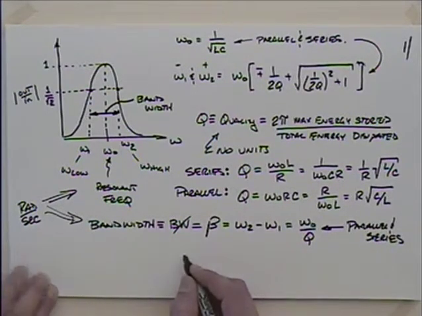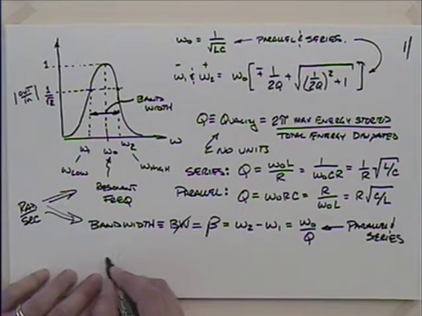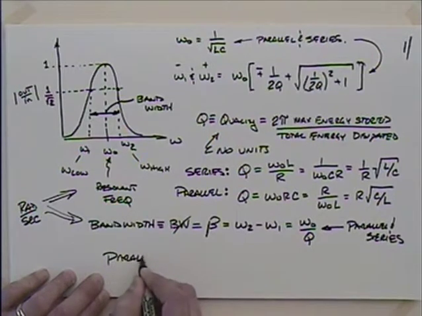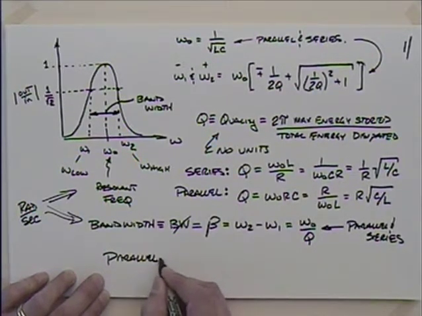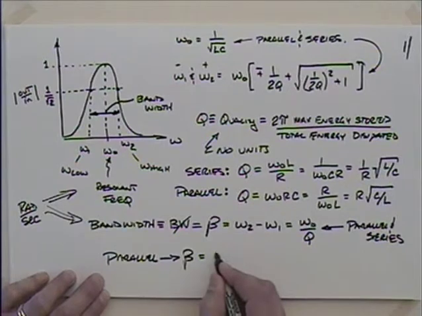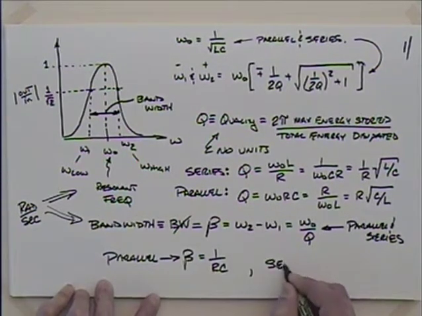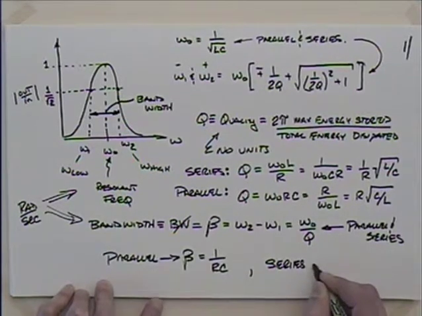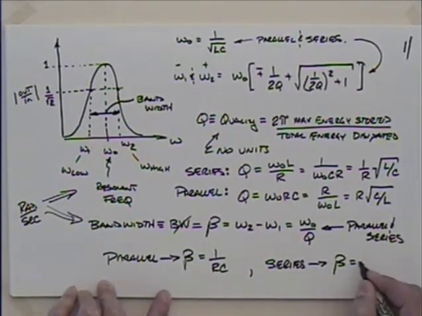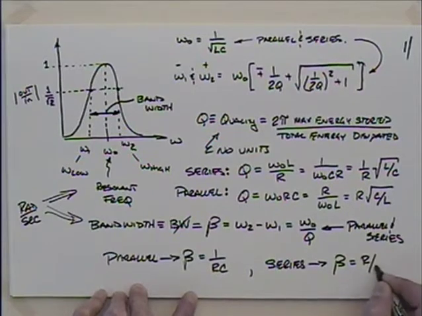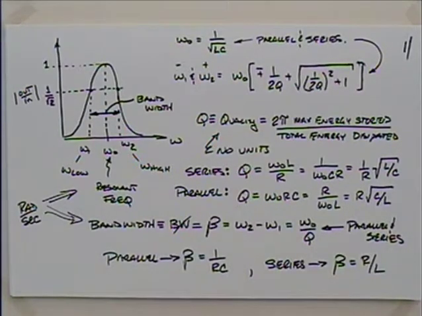The last thing is if I look at the separate calculations for bandwidth. For parallel, you can say that the bandwidth is equal to 1 over RC, and then for a series, you could say that the bandwidth beta is equal to R divided by L. So those are some equations that we can look at in terms of describing that wave.